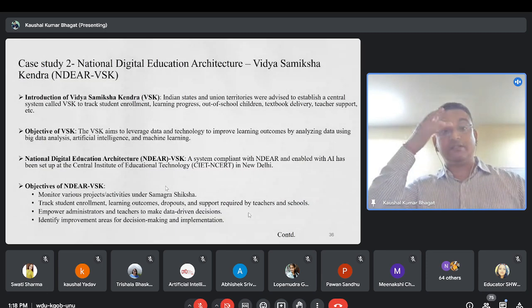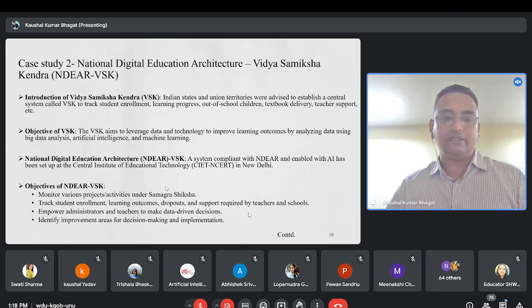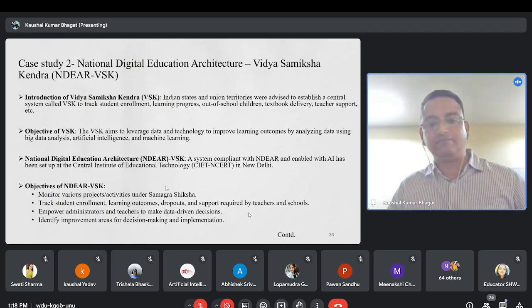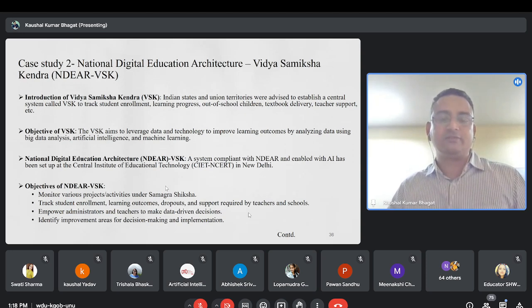Next is about the Vidya Samiksha Kendra, which is one part of NCERT. The objective is to monitor different types of projects under Samagra Shiksha, student enrollment, their learning outcomes, dropouts. If you are visiting CIT, they have already started this kind of Vidya Samiksha Kendra there. Also in Gujarat they have. It is also helping the administrators to regulate, to see the school infrastructure and their students, all those kinds of decision making. It is helping the policymakers also for decision making.